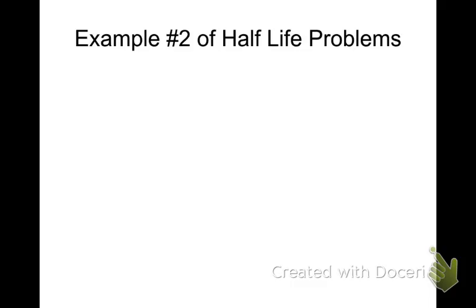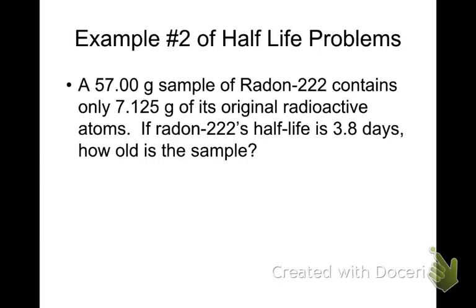So it's pretty cool. Here's an example, and we're just going to work our way through it. These are type B because you're looking for the words how old, how long, as opposed to type A that are how much or how many.